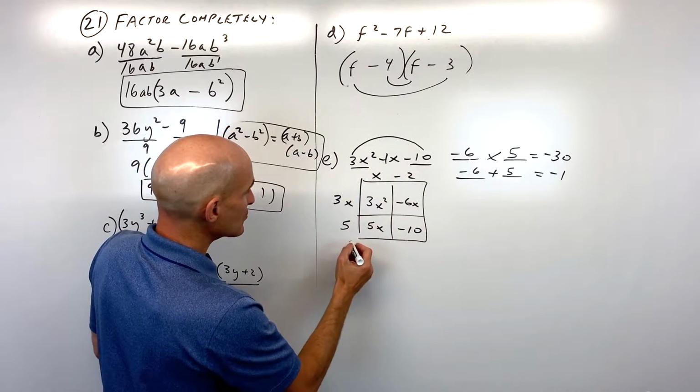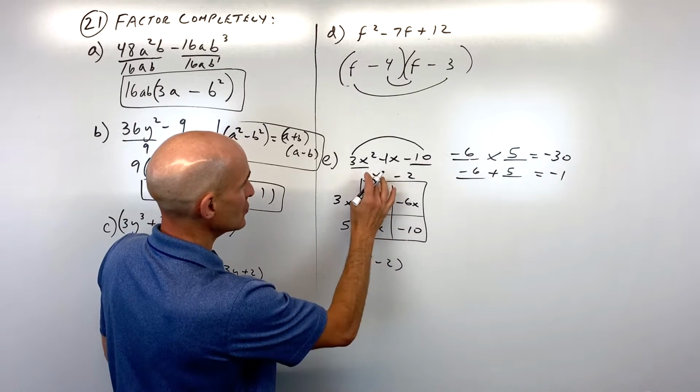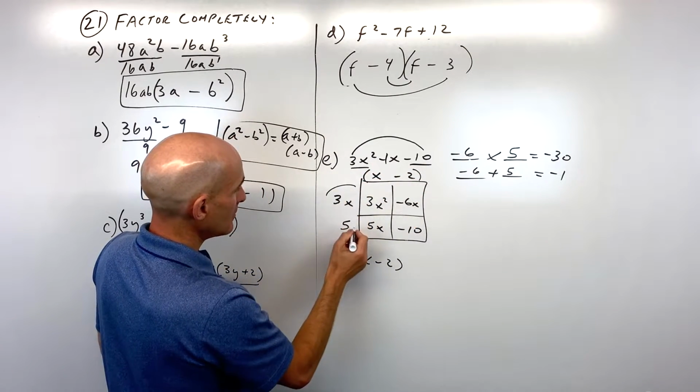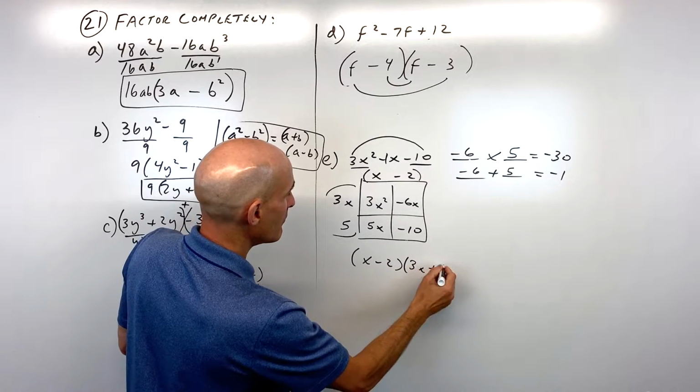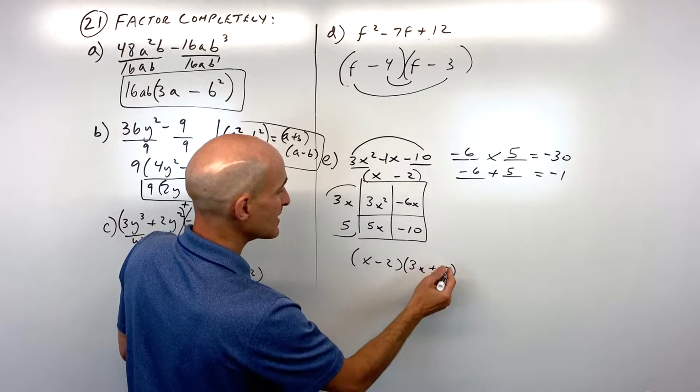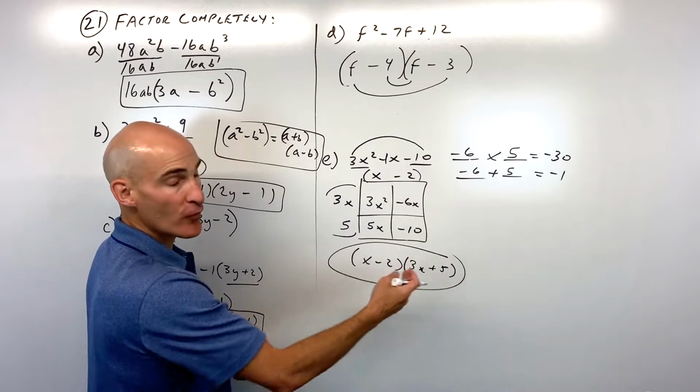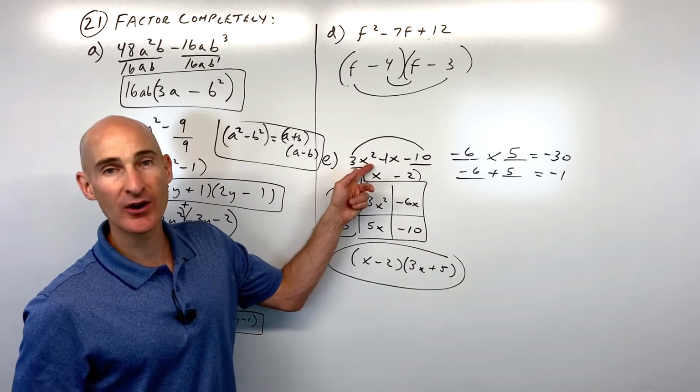So these are our two factors. It's going to be x minus 2, see right here, and 3x plus 5. And the nice thing about factoring is you can always check your work. If you FOIL it out, you'll get back the original trinomial.